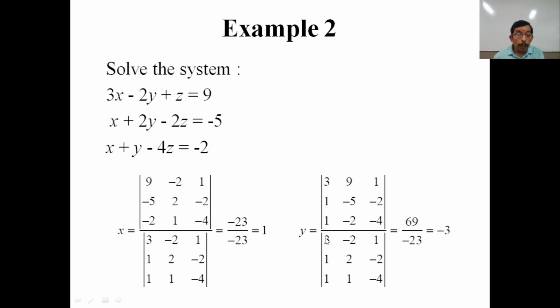And for y, in the coefficient matrix the second column, minus 2, 1, is replaced by the constant terms 9, minus 5, minus 2. The first and third columns are the same. Dividing both determinants, the result is minus 3.